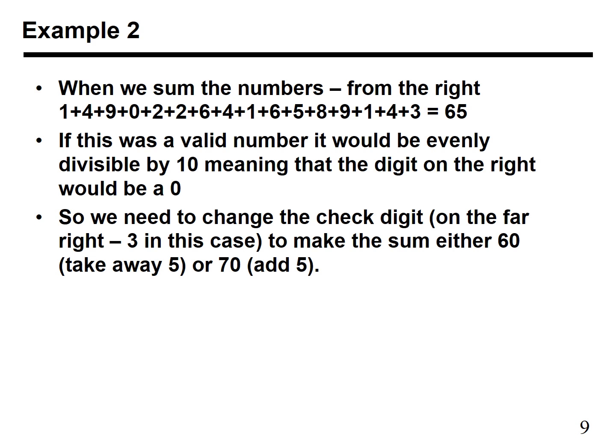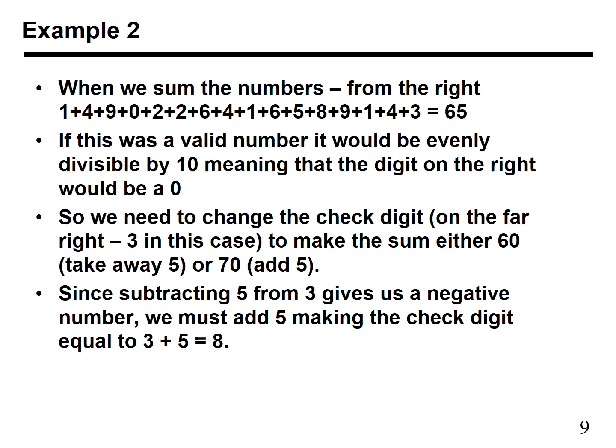Well, the check digit currently is a 3. We can add 5 to it. 3 plus 5 is 8. We can't take 5 away, it will give us minus 2. So we have to add the 5. So the new check digit becomes 8. So our valid credit card number now is what's shown. And again, the only digit which has changed is the check digit. So this looks pretty complicated, but in fact, it's relatively simple.